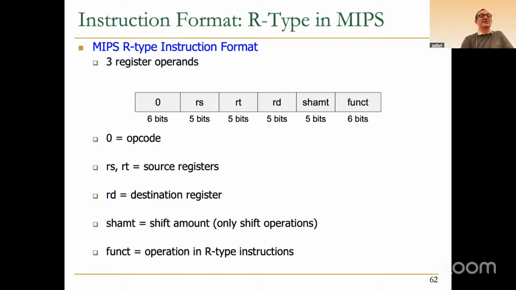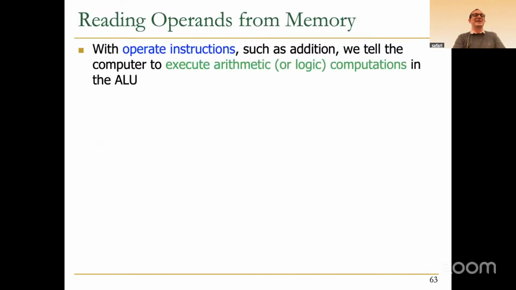Funct is very important. This is the operation for R-type instructions. Basically, R-type instructions are operate instructions with register values. They operate on registers. 0 is always the opcode. Funct is the extended opcode. It tells you what you really should do. 0 doesn't mean anything in a sense. 0 means you should do something to these registers. Funct means whatever you're going to do, meaning it's an opcode also. Okay, we're going to look at that later on.